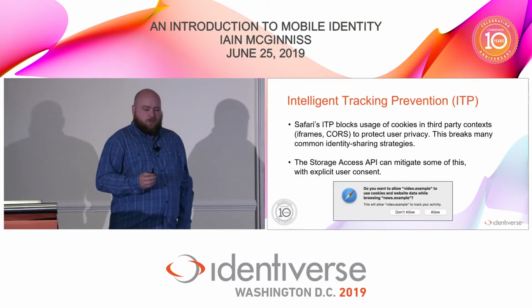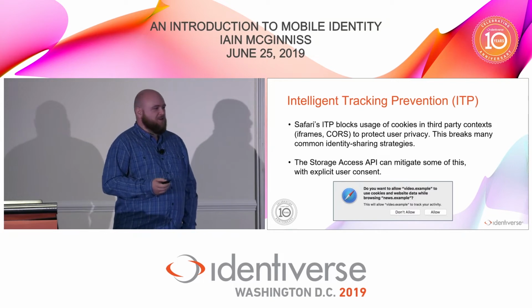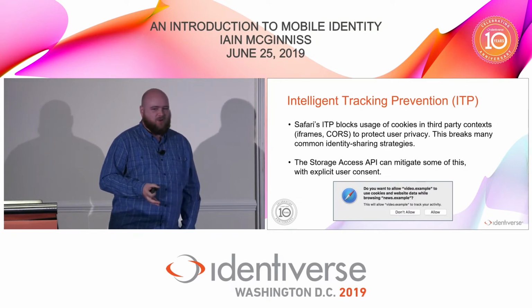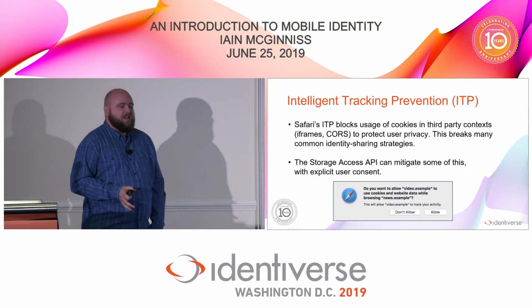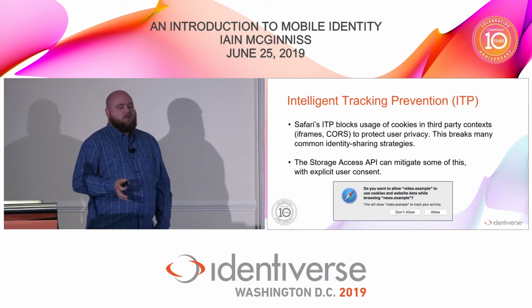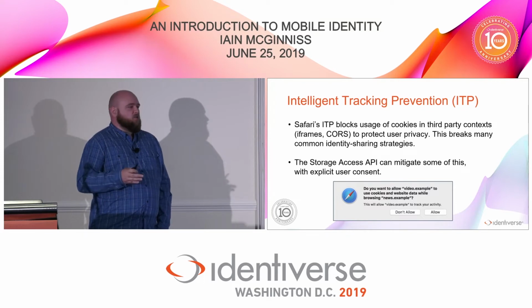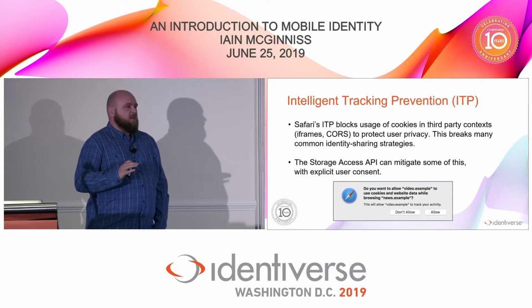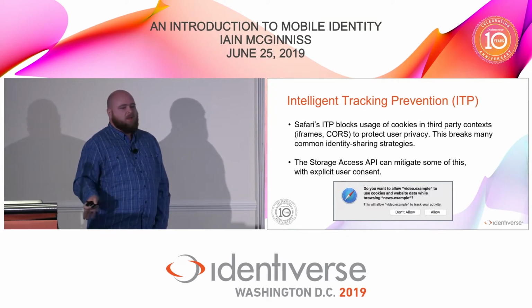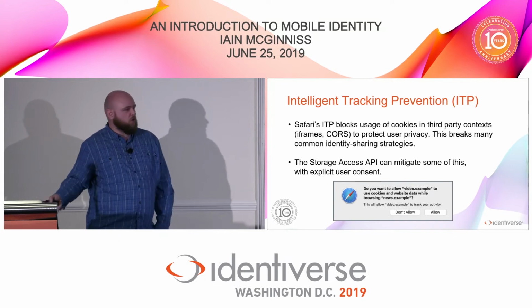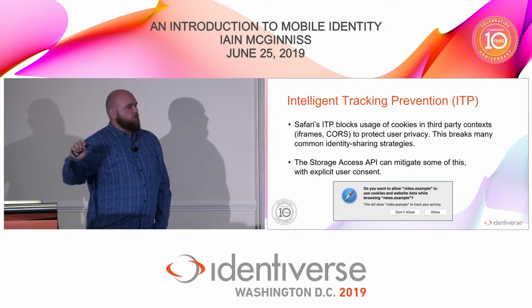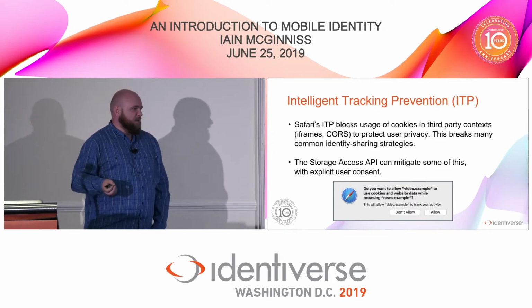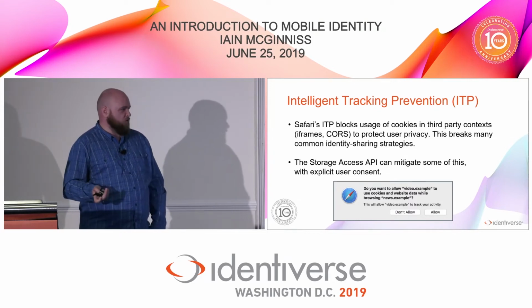So a recent development, something that's been causing a lot of consternation in this community, is Intelligent Tracking Prevention on Safari. It's a feature that's designed to protect the user's privacy by blocking the use of third-party cookies. So if I make a cross-origin request from video.com to news.com or vice versa, the cookies that were on the third-party domain will not be carried because they can be used to track me.